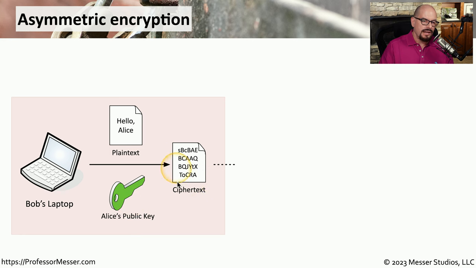At this point, this ciphertext can be sent to Alice and can be viewed effectively by anyone. There's no way to decrypt this information without the private key. Even if somebody gains access to the ciphertext and they gain access to the public key, they still would not be able to somehow reverse engineer the plain text.